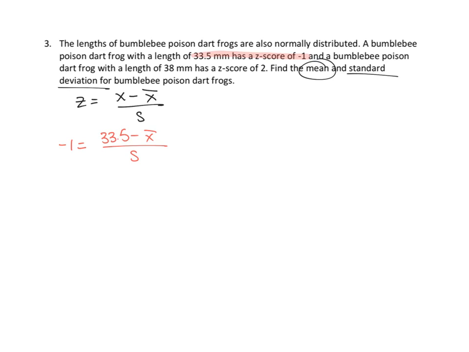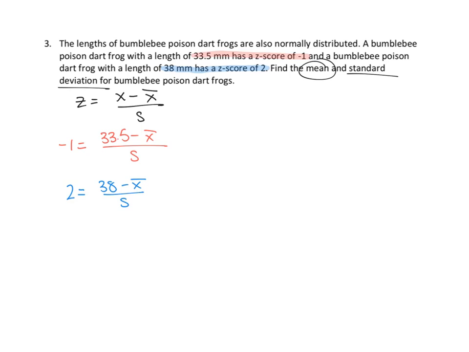We can do the same thing with this information. 38 millimeters has a z-score of 2. So if we plug in 38 for x, we are going to get 2 for z. So here we have a system of equations. We have two unknowns. We have two equations.